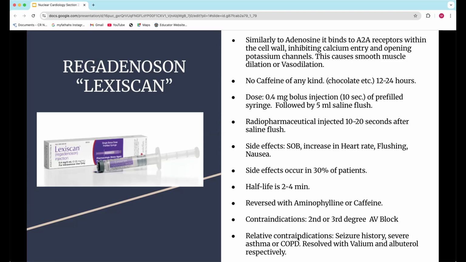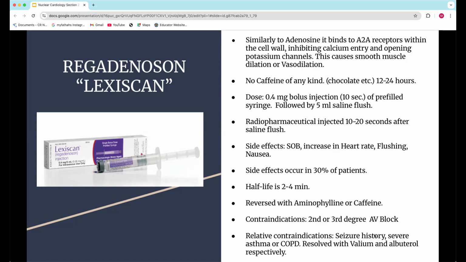I put this down here as relative contraindications. I'm listing seizure history. In the Lexiscan packet, it talks about seizures being possibly exacerbated by Lexiscan. Typically, if they have a seizure history, it can be resolved with Valium, right? In a lot of practices, and this is what we do at our facility, if they have seizure history, we talk to the PA, and the PA will have some Valium on standby.